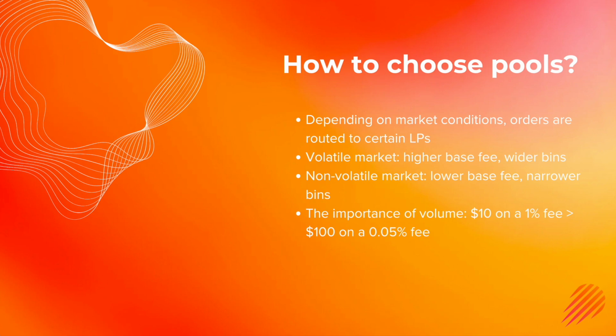Another thing to consider is that by skimming through pools, you will also notice a pattern, where pools with a higher base fee also have wider bins, hence a wider price range, and pools with a lower base fee also have narrower bins, hence a narrower price range. This is important, as with narrower price ranges, it's easier to fall out of range as price moves and stop earning fees.